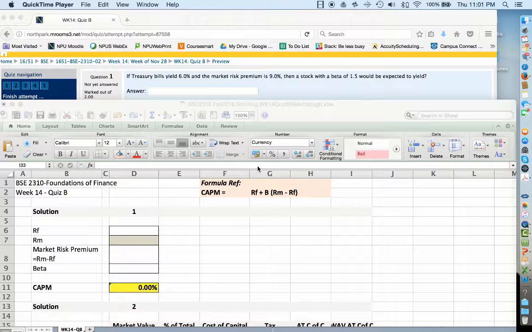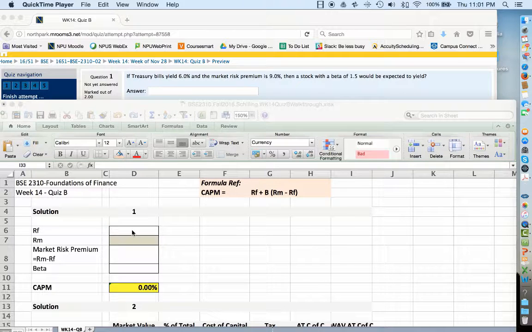The question asks us, if Treasury bills yield 6% and the market risk premium is 9%, then a stock with a beta of 1.5 would be expected to yield what? And I have here the CAPM formula, because when we are trying to solve for what we think a stock would be expected to yield or expected to return, those are similar questions, we want to use the CAPM formula. So based on that, I have my solving structure here, and in each of the placeholders I can fill in the information from the problem.